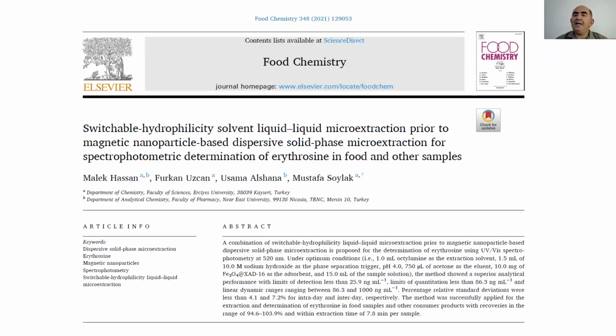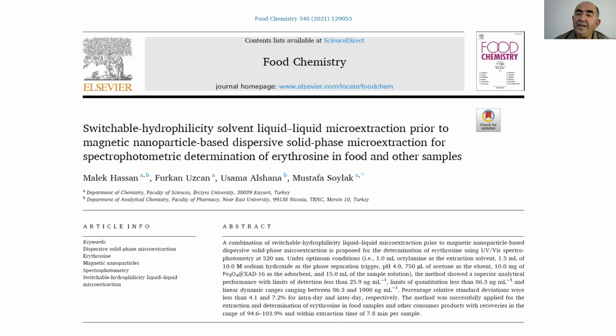We have a lot of applications for these kinds of studies. This one is a special one because it is a two-step preconcentration technique. At the first step, we have liquid phase microextraction. Then at the second stage, we have solid phase microextraction for the spectrophotometric determination of erythrosin in food and other samples. This was published in Food Chemistry Journal.